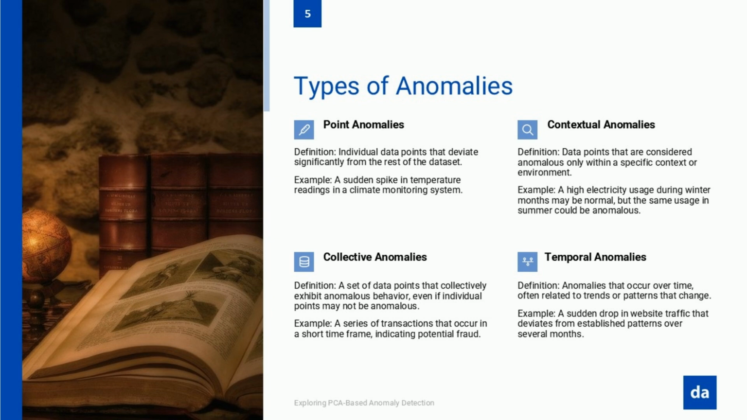Now that we understand the different types of anomalies, the next step is figuring out how to systematically detect them using PCA. We'll go through the full workflow: data pre-processing, dimensionality reduction, and scoring anomalies to see how this all comes together in action. Let's get into it.